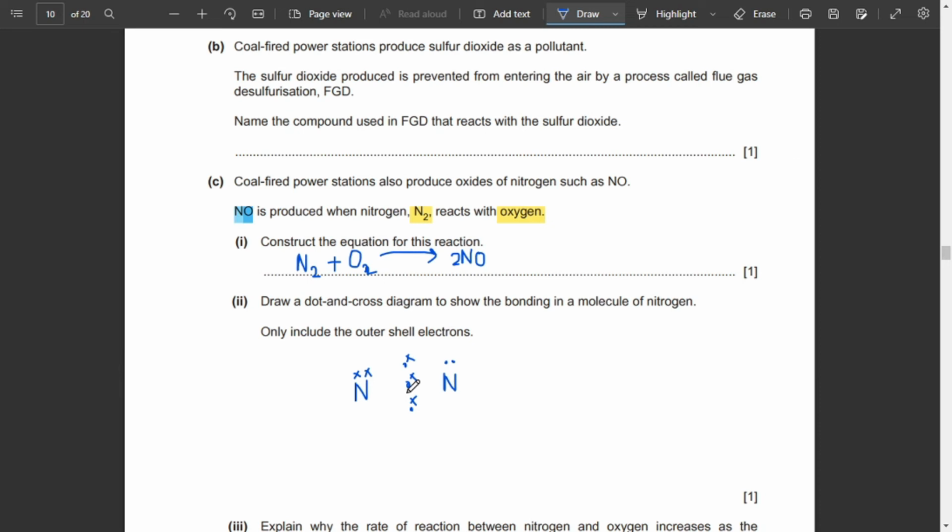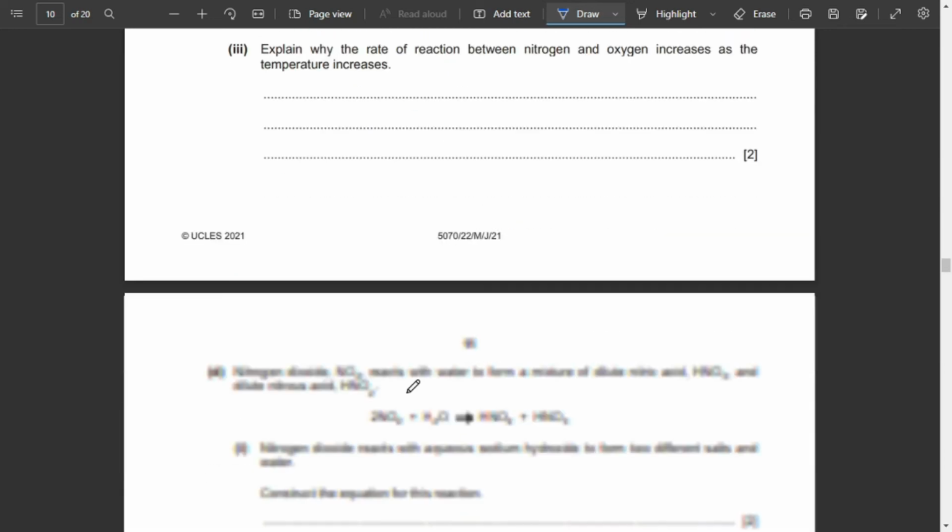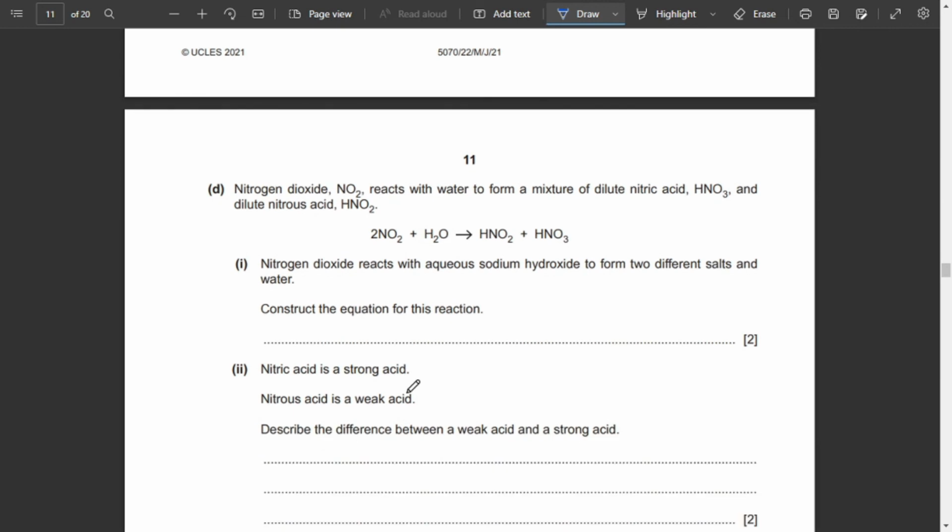Pretty simple. Moving on to part 3, explain why the rate of reaction between nitrogen and oxygen increases as the temperature increases. So basically, when temperature increases, the particles gain kinetic energy, due to which there are more successful collisions taking place, hence the rate of reaction increases. Moving on to part D, nitrogen dioxide NO2 reacts with water to form a mixture of dilute nitric acid HNO3 and dilute nitrous acid HNO2. Nitrogen dioxide reacts with aqueous sodium hydroxide to form two different salts and water. Construct the equation for this reaction.